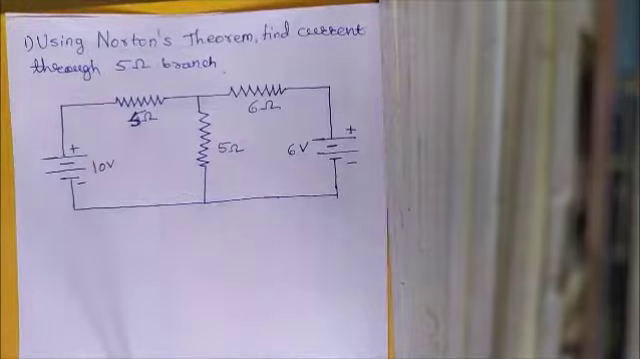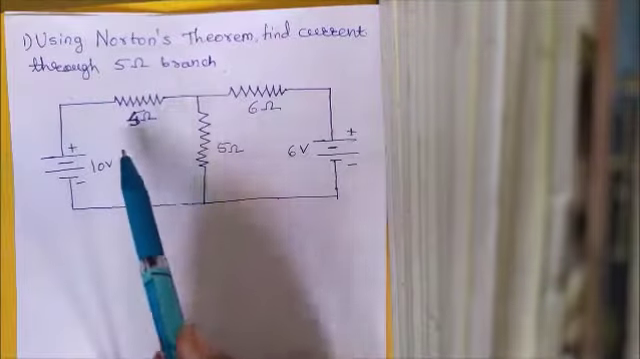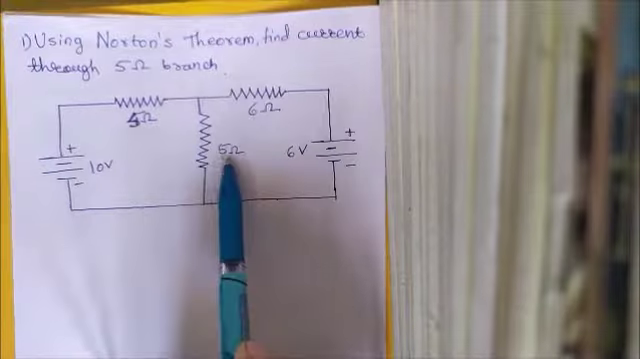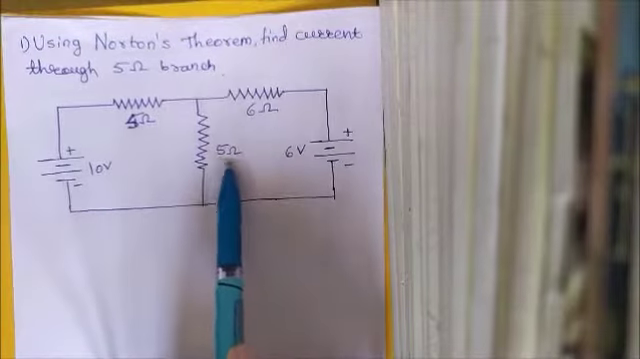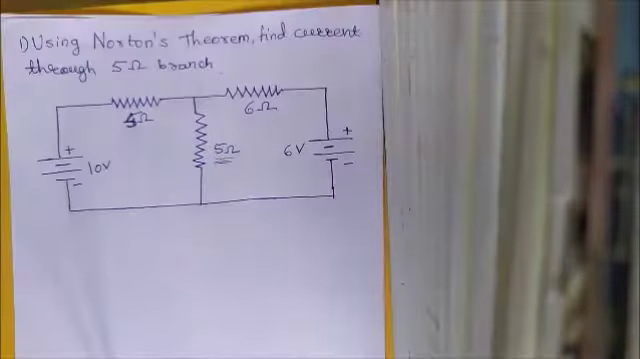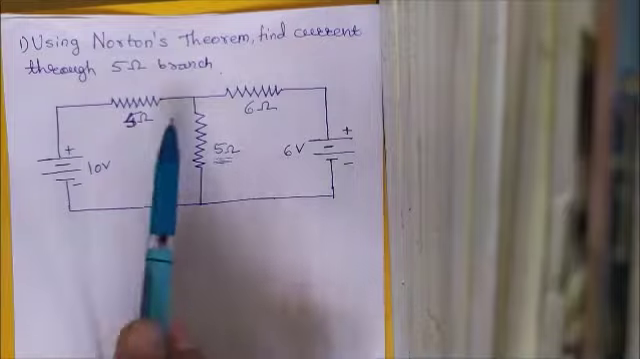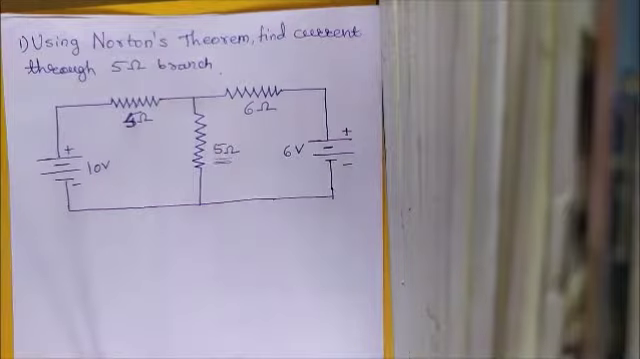this given numerical as shown in this video. This is a numerical where we have to find the current flowing through this 5 ohm resistance, and this is the arrangement. This is 10 volt, this is 6 volt, this is 5 ohm and 6 ohm resistance.